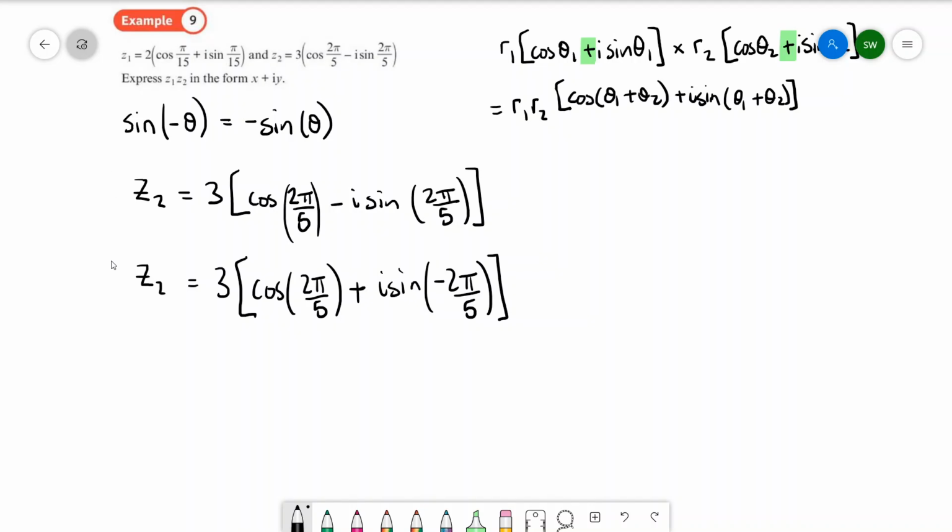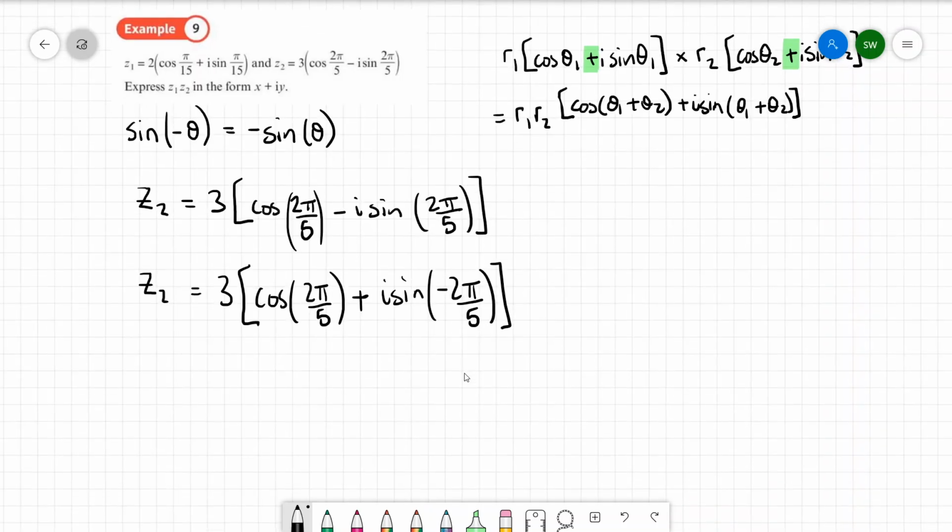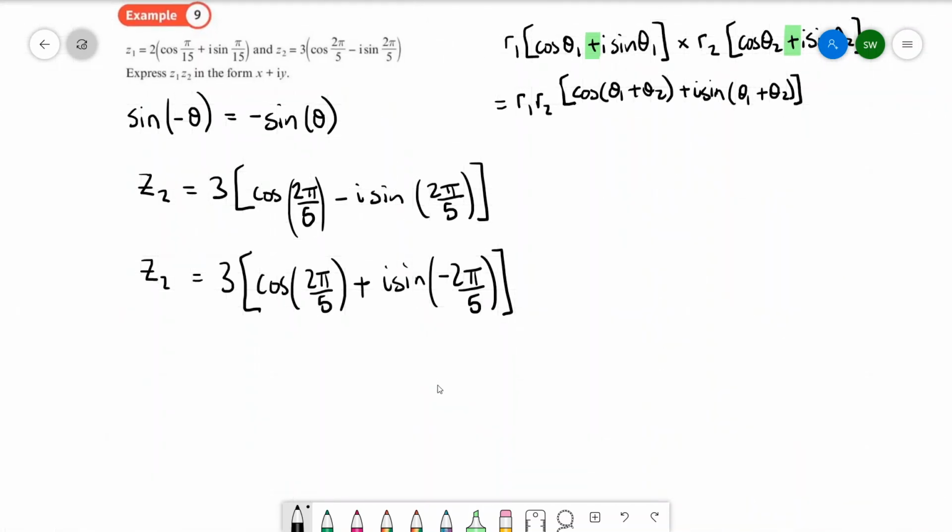The problem with this now is that in order to have it in modulus argument form, the two angles need to be the same as each other, theta and theta. But here we've got an angle of 2 pi over 5, and here we've got an angle of minus 2 pi over 5. So that's a problem. Well, it's not actually a problem, because another fact that's really useful is that cos of minus theta is the same as cos of theta. So it doesn't make a difference to cos whether the angle is positive or negative. As long as theta is the same, you'll get the same answer for cos.